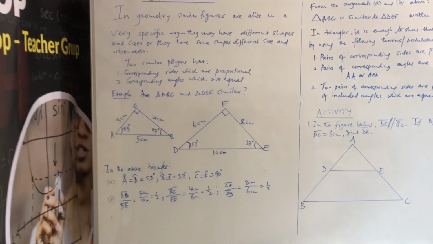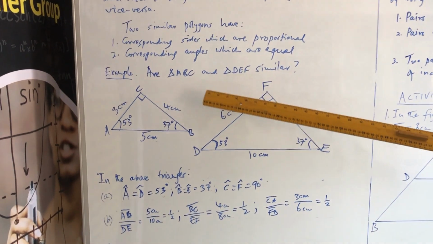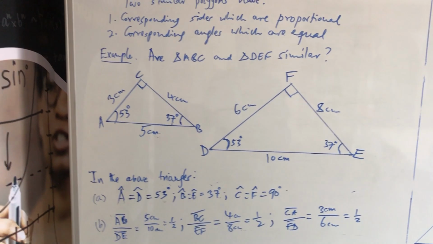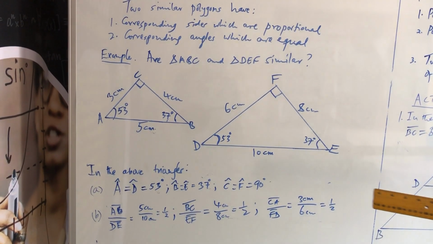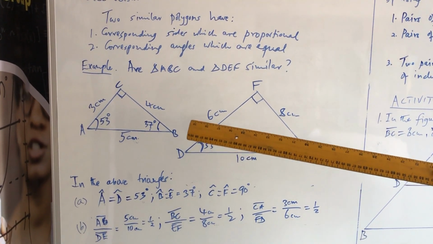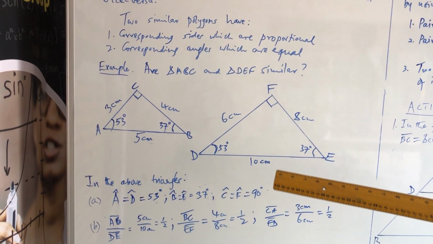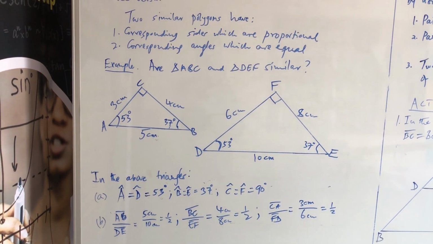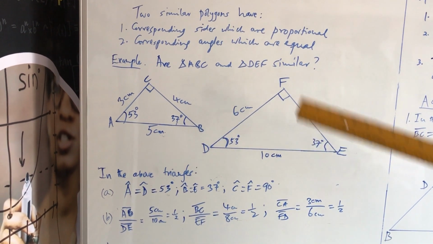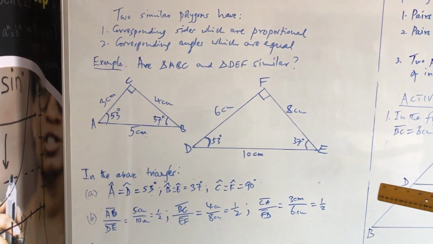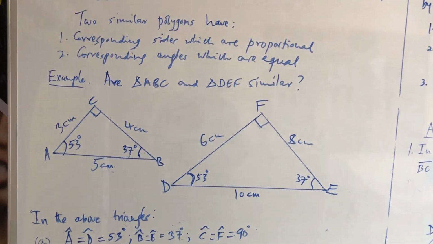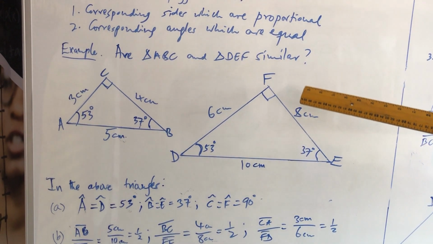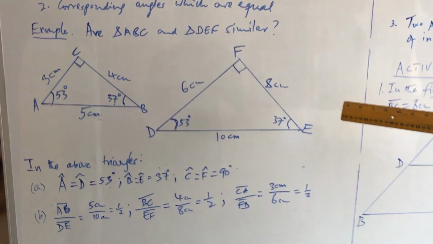Example, are triangles ABC and DEF below similar? Now in the above triangles, we can see that angle A is equal to angle D, and they are both equal to 53 degrees. Angle B is equal to angle E, which are both 37 degrees, and angle C is equal to angle F, which are both right angles.